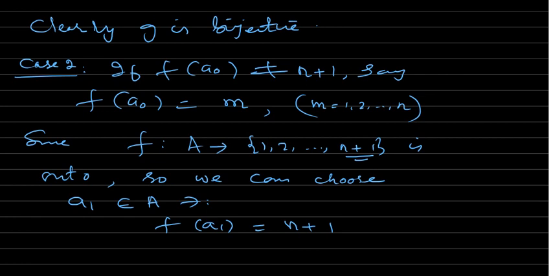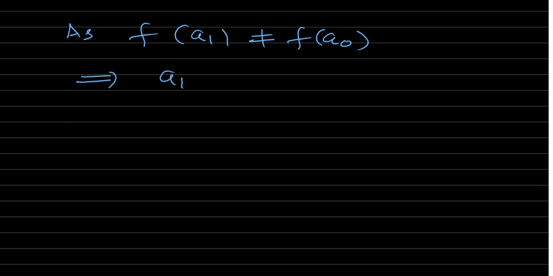f of a naught is m, which is not equal to n plus 1, और f of a1 जो है वो n plus 1 है. So obviously this a1 cannot be equal to a naught, because f of a1 is not equal to f of a naught. f of a1 is n plus 1 and f of a naught is one of the integers which lies between 1 and n. So which means that this a1 is not equal to a naught. They are two distinct points of the set A.